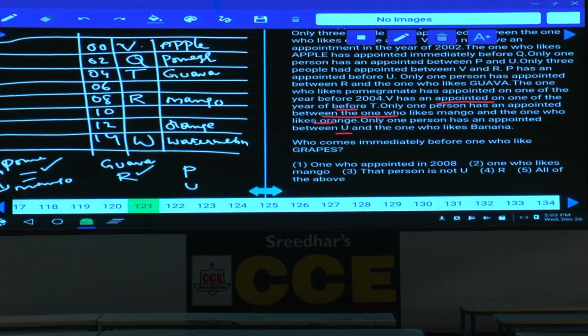Hence, where should U be? U must be in 2010. This is the only case. If U is here, this is banana. If this is banana and P is before banana, P will be here. If P is here, then who is the person left over here? S is the person left over, and the fruit left over is grapes.